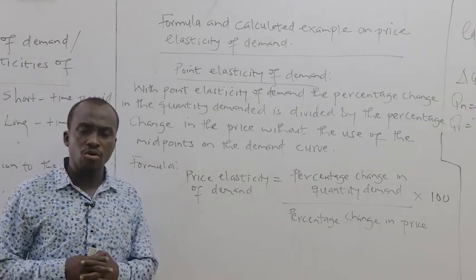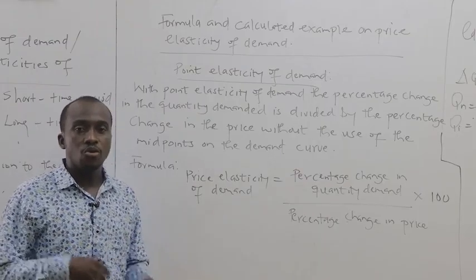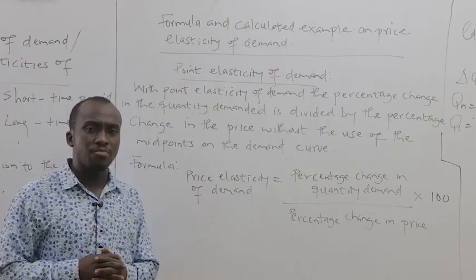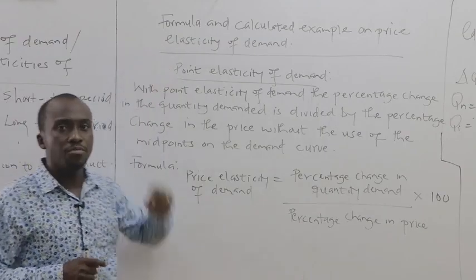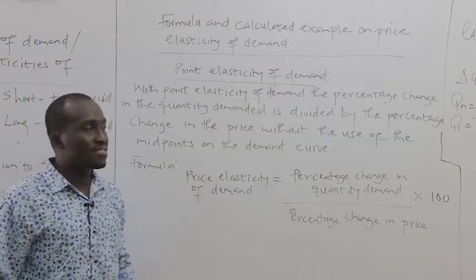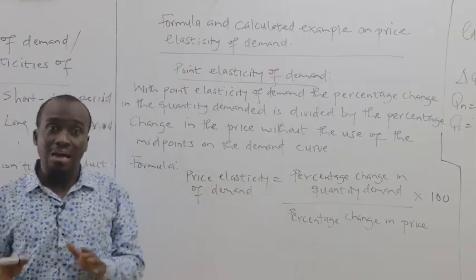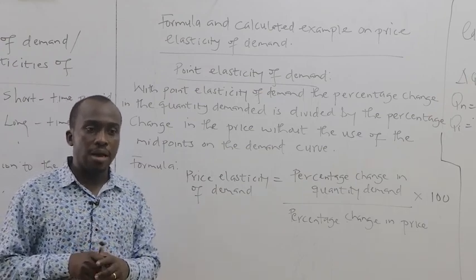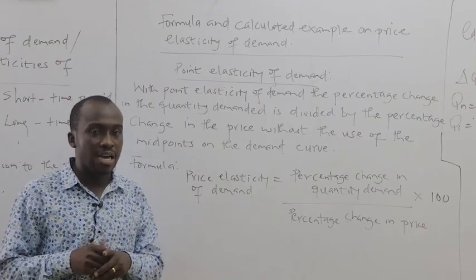So you're going to learn how to calculate price elasticity of demand. In most WASSCE questions, you are supposed to calculate the price elasticity of demand. We have two approaches: the point elasticity of demand and the arc elasticity of demand. Right now we're going to first take the point elasticity of demand and understand it. After that, we move to the arc elasticity of demand, and you understand how it's used. In exams you're going to calculate these, so you have to be very abreast of the calculation.